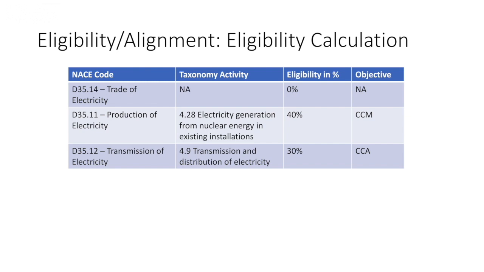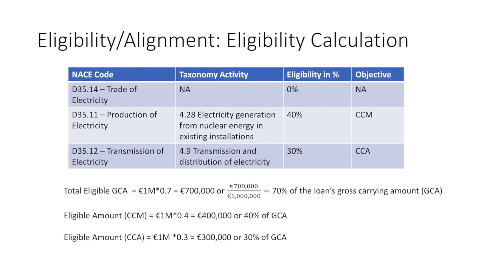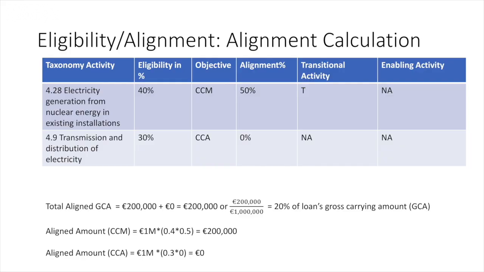Since the bank has granted a general loan, company C can use loan proceeds to fund any of its 3 revenue streams. That means the bank essentially finances only 70% of taxonomy eligible revenue. That's why the loan is only 70% eligible. In a similar fashion, we can compute alignment of the loan.